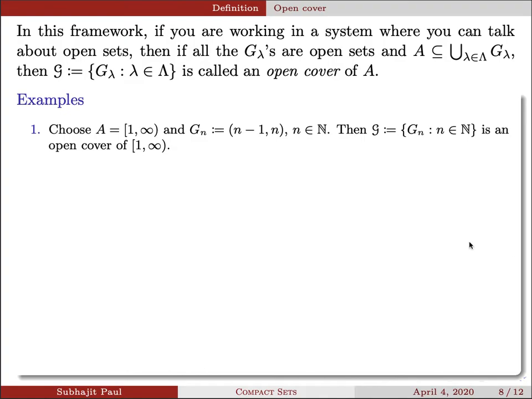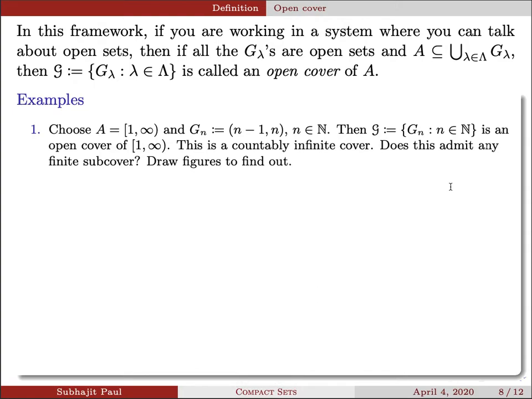Okay, there is a mistake. This will be n minus 1 to n plus 1. n minus 1 to n will not be an open cover. n minus 1 to n plus 1 will be an open cover of 1 to infinity. Obviously, this is a countably infinite cover because n is running over natural numbers. Now, does this admit any finite subcover?